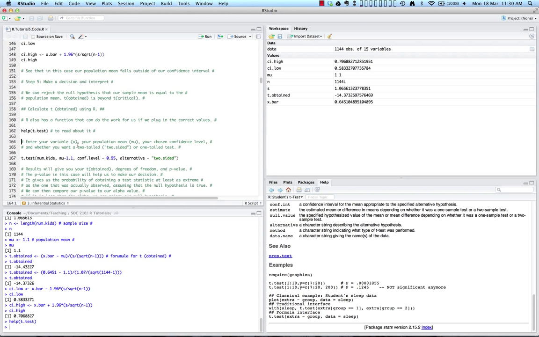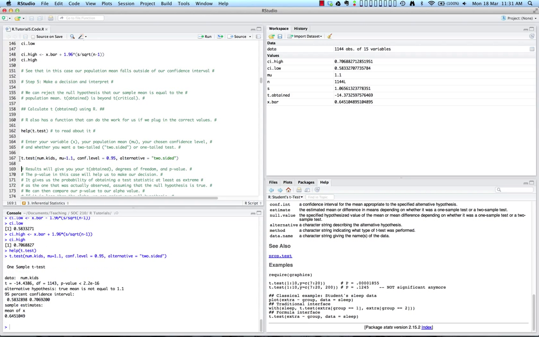So we have our t.test, and with that we want to enter our variable x, so num.kids in this case, our population mean mu, which was equal to 1.1, and also our chosen confidence level, which was 0.95 since we had an alpha of 0.05. And finally, we want to indicate whether we want a two-tailed, a two-sided test, or a one-sided test. So here we're going to say two-sided. So let's run that and see what we get.